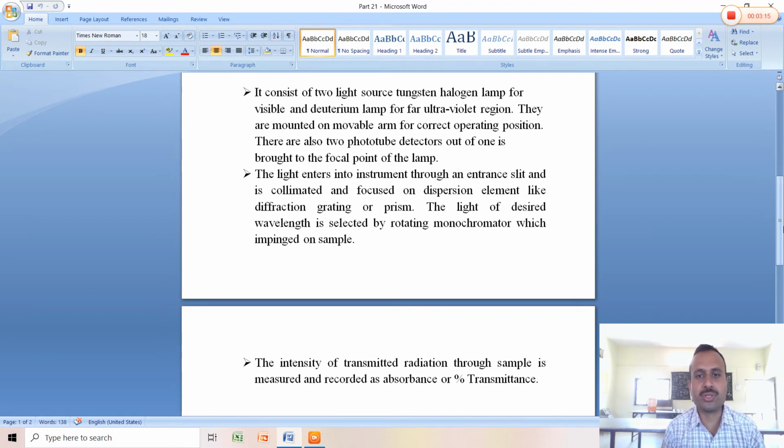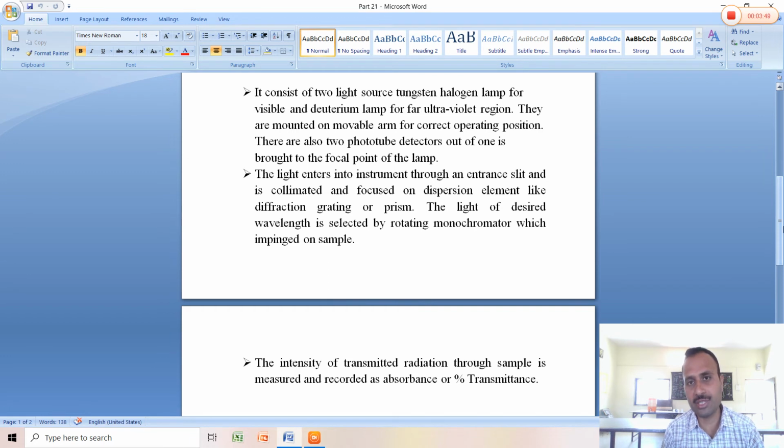The light enters into the instrument through an entrance slit and is collimated and focused on a dispersion element like a diffraction grating or prism. Now the light obtained from the source is focused on the entrance slit, or it is bombarded on the entrance slit. Through the entrance slit, a parallel beam of radiation is obtained. This parallel beam of radiation is nothing but the collimated beam of light, and this collimated beam of light is focused on the dispersion element.